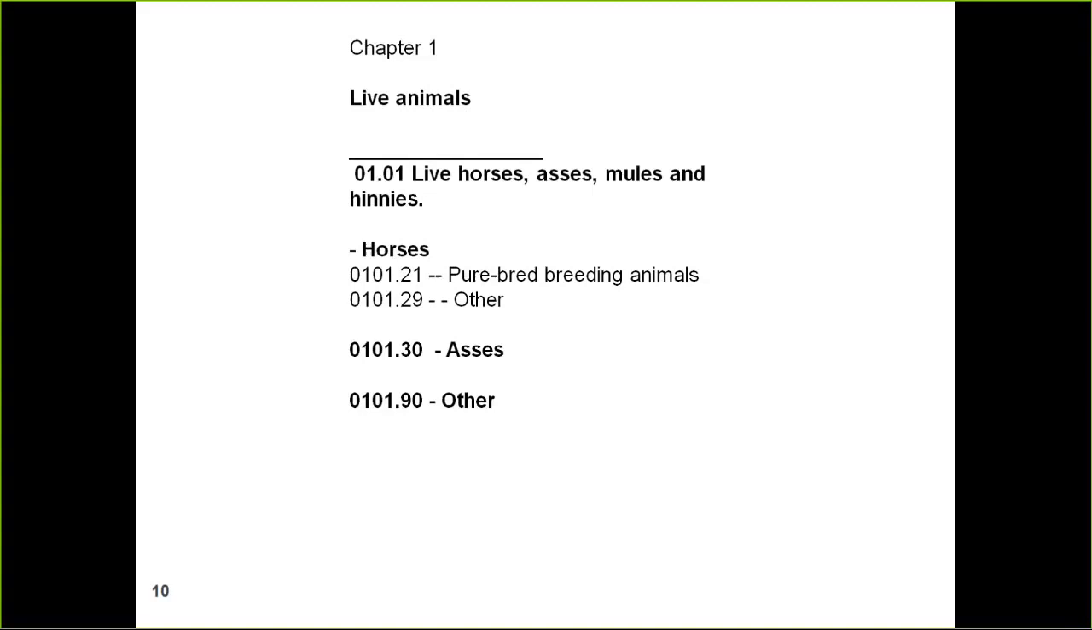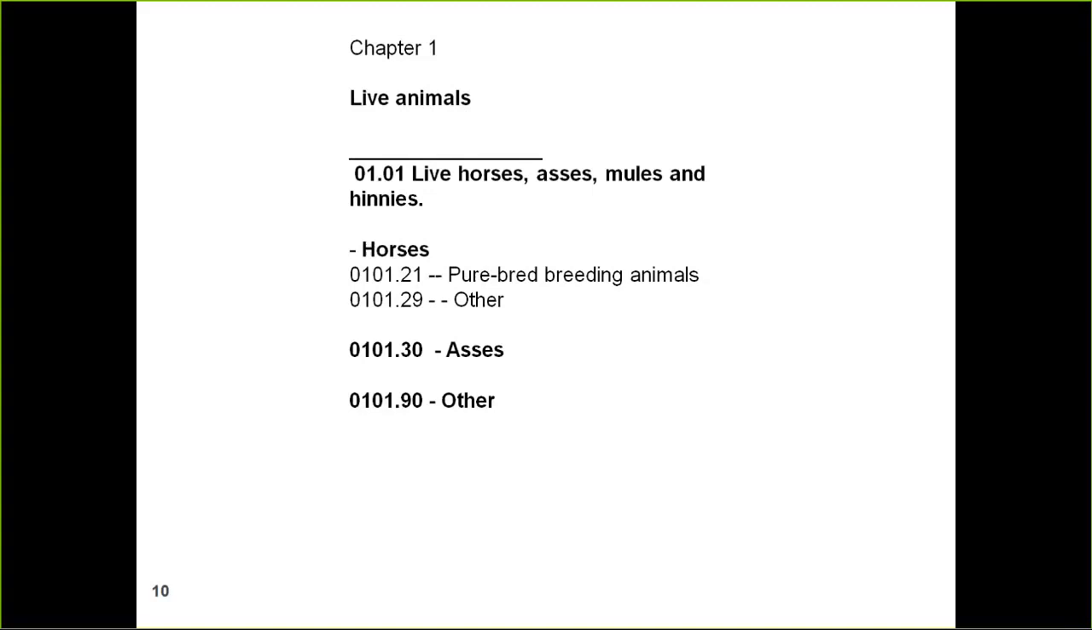010121 would refer only to purebred breeding horses. Never mind the word animals here. Remember, this is a breakdown of the subheading horses. So it is purebred breeding animals. And the second secondary subheading, 010129, indicated by the double dash, other, refers to horses other than purebred breeding animals.